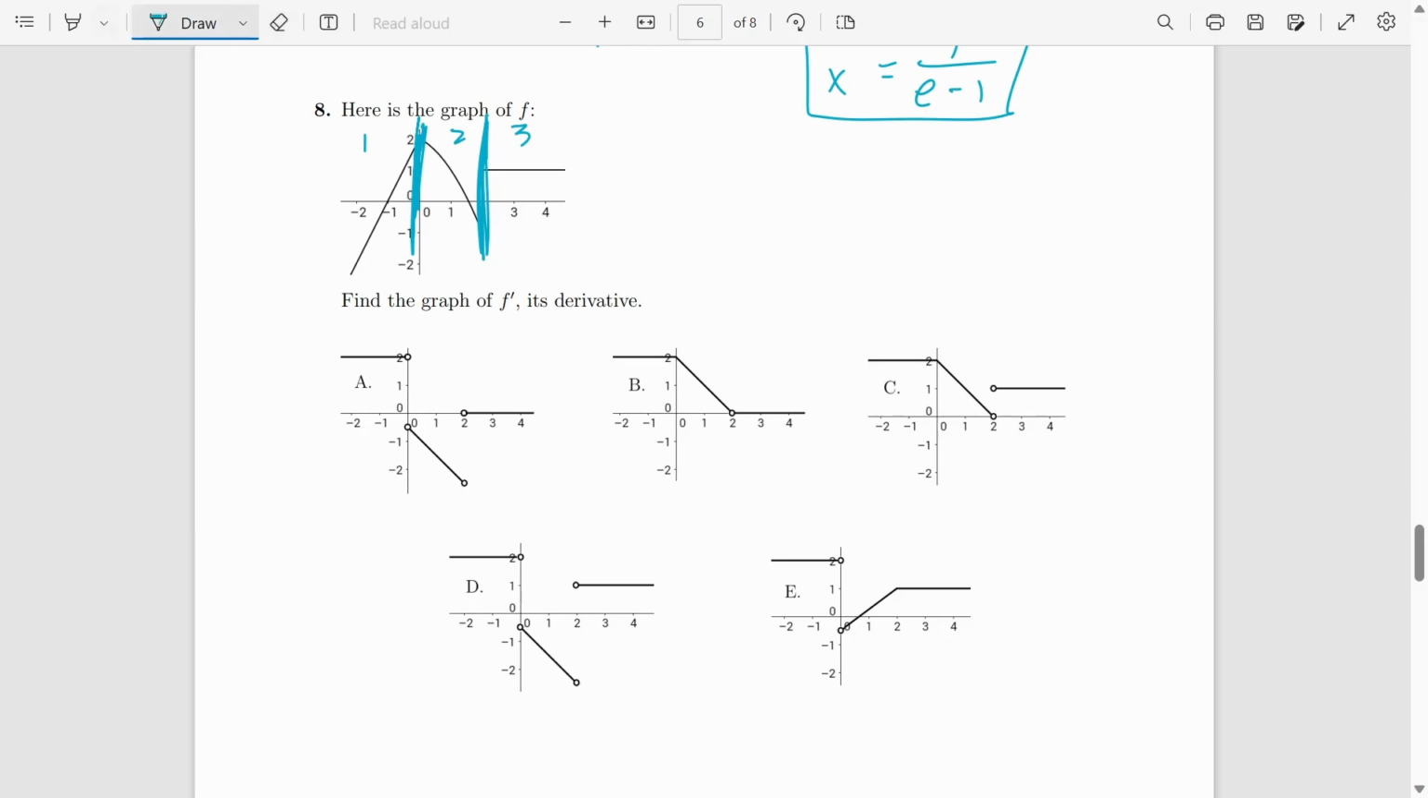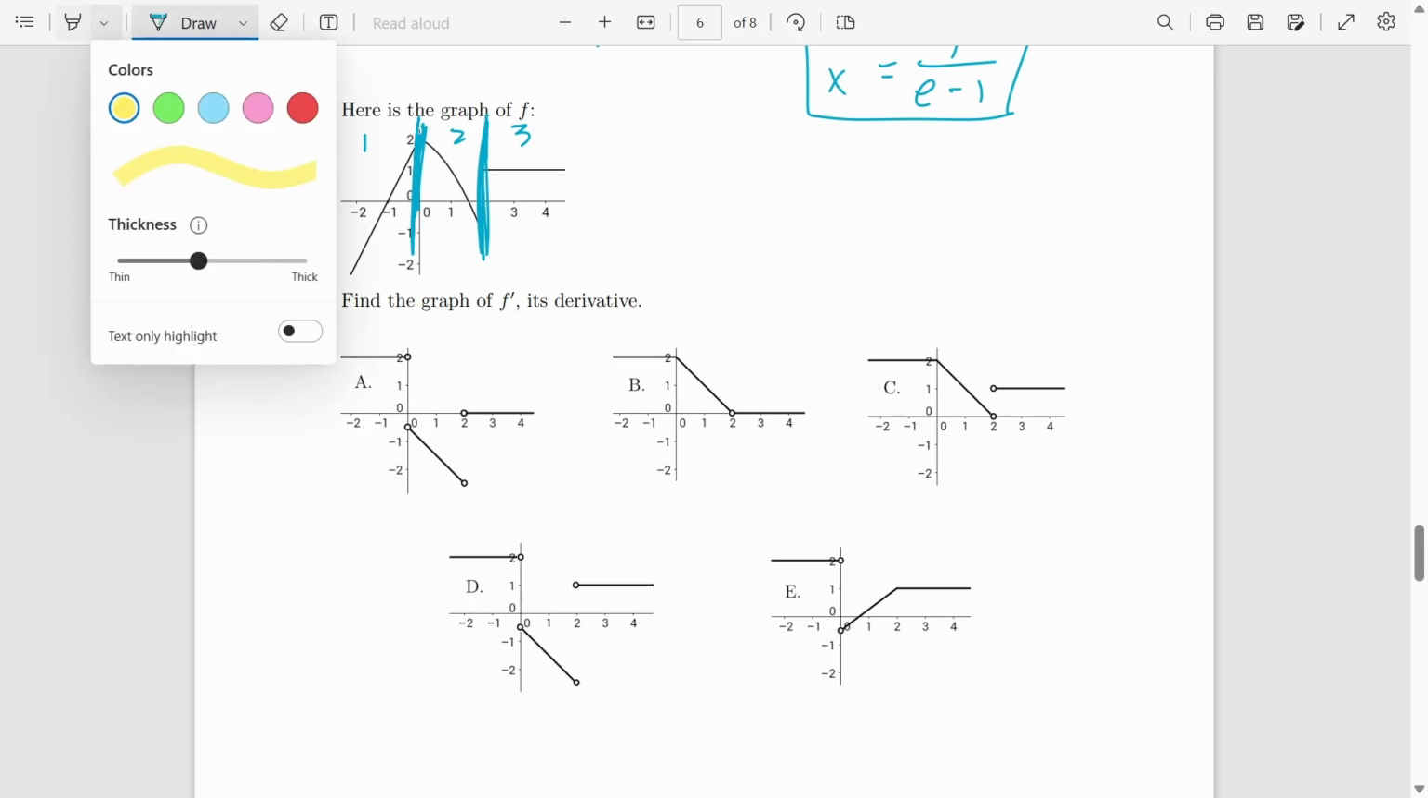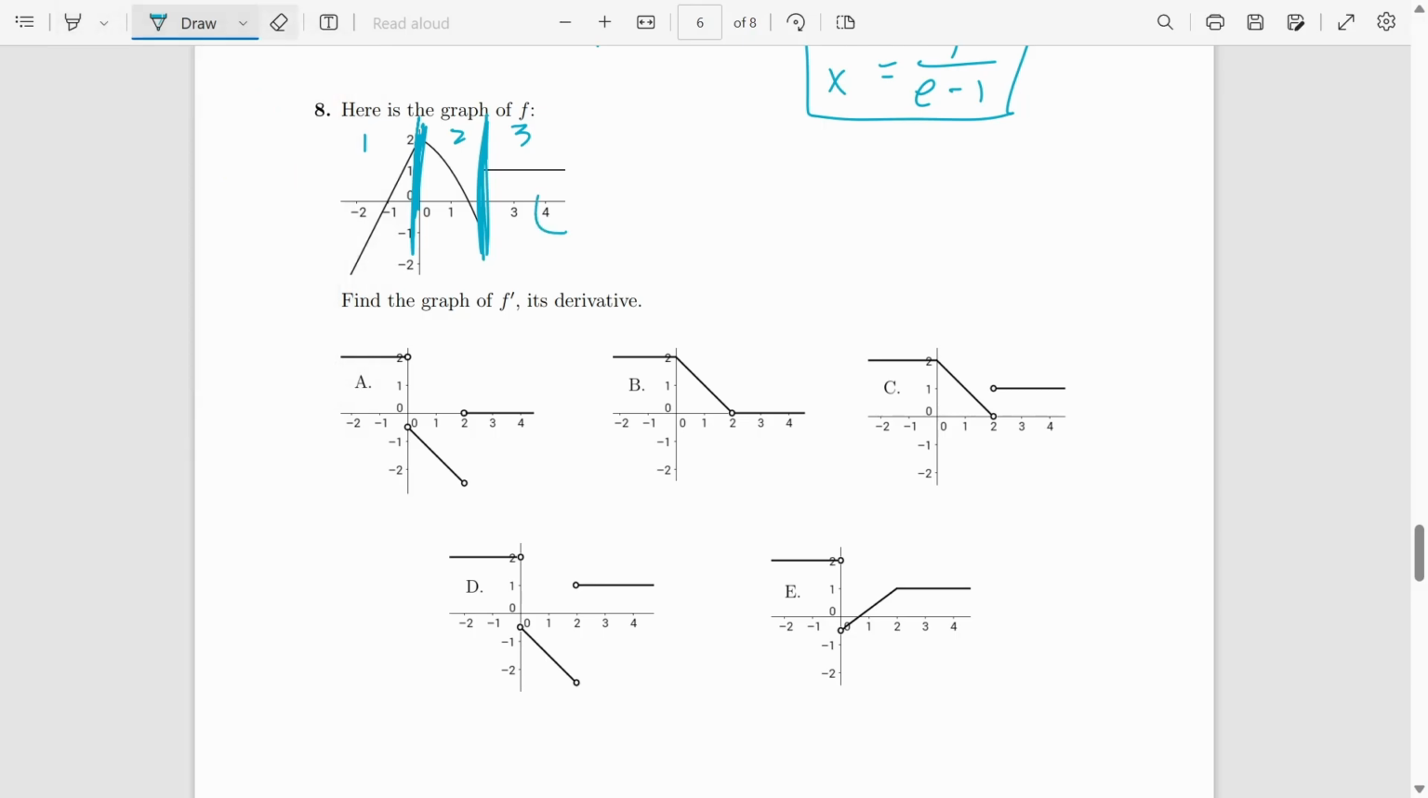So looks like, oh, there we go. It looks like function number 2 will narrow our sights a little bit on which one is the right answer. So it looks like the slope is going down, and it's going down faster and faster.